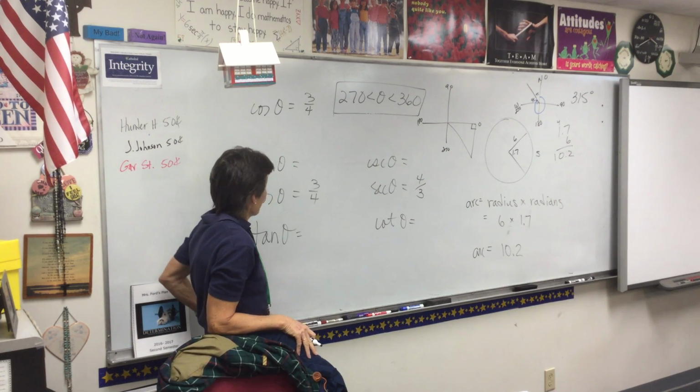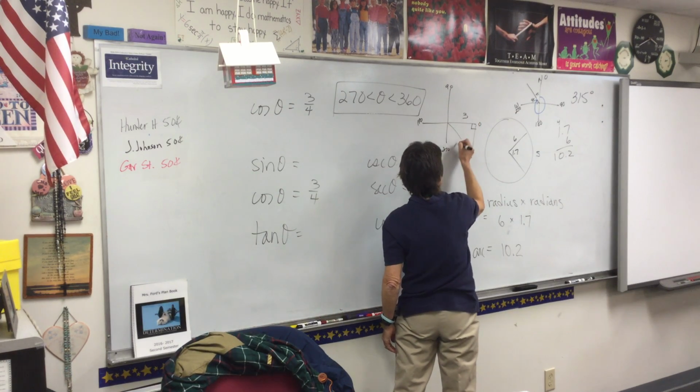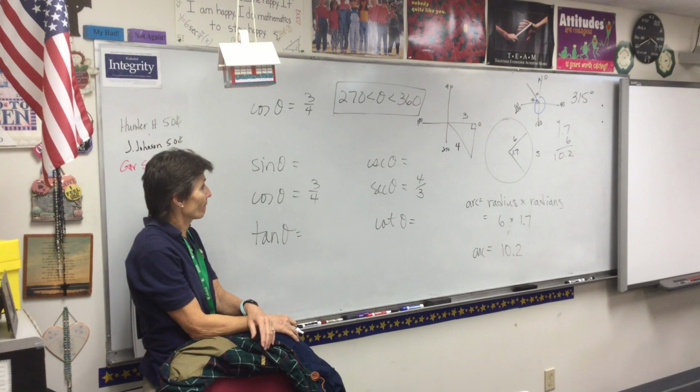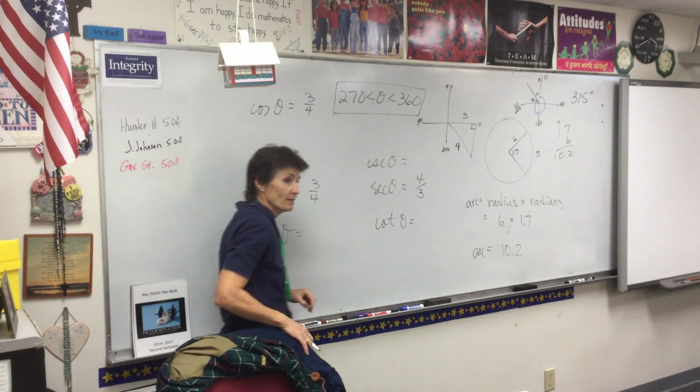Okay. Now, cosine is 3/4. So what does that mean? Adjacent over hypotenuse. What do I need to do? Come on, we've done it a million times. And what did you get? Did you already do it?